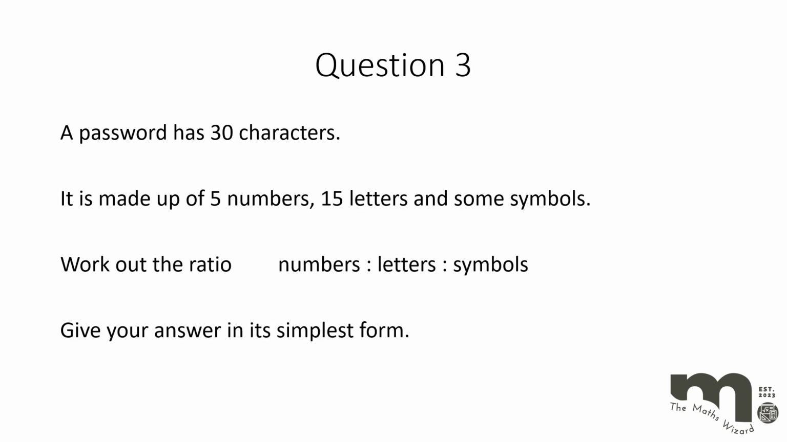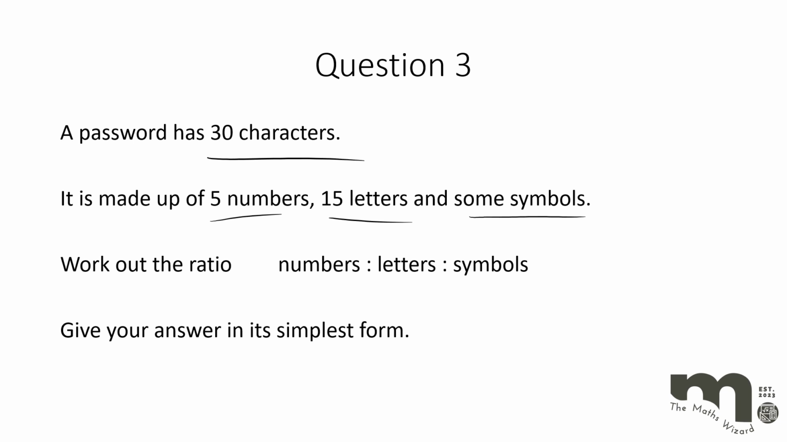Okay, next question then. Now I've picked this one out from a past paper question from AQA. It's a bit of a wordier one. It says a password has 30 characters, it's got 5 numbers, 15 letters and some symbols. And it wants you to write the ratio of numbers, letters and symbols in its simplest form. So take your time with this one a little bit more, pause your video, have a go. Okay, let's take a look at this then.